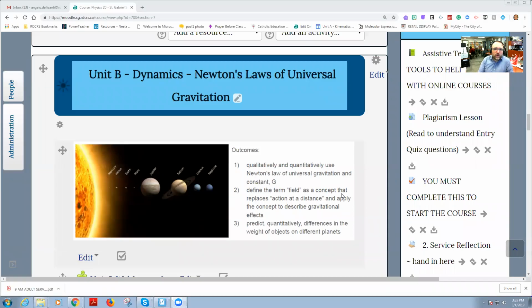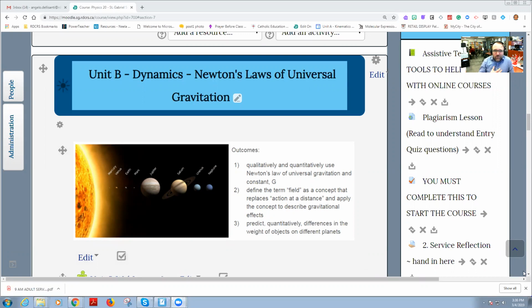First things first, let's try to understand what our outcomes are. We're going to take a closer look at Newton's laws again, but in this case we're going to be focusing on universal gravitation and the constant G, capital G, which we'll go into in more detail, of course. Define the term field as a concept that replaces action at a distance, apply the concept to describe gravitational effects, and predict quantitative differences in the weight of objects on different planets.